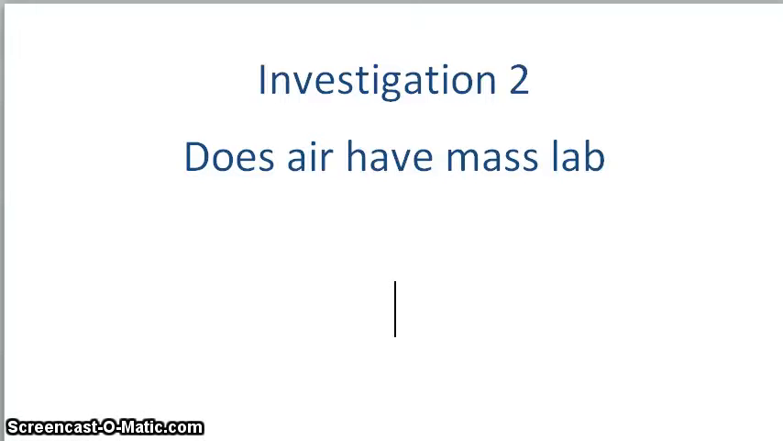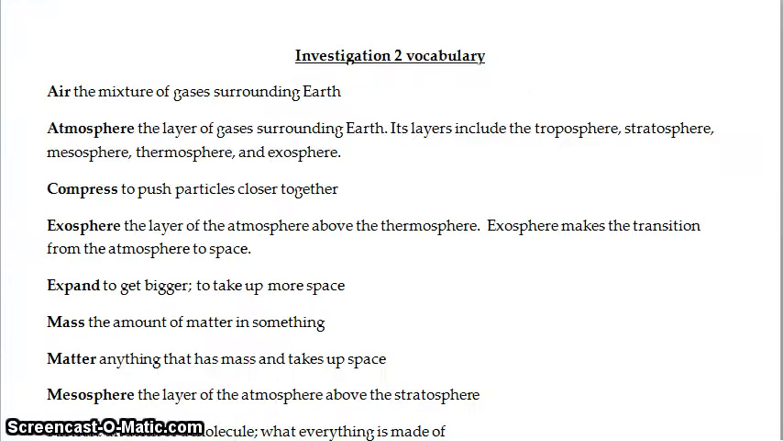Okay, today we looked at our second investigation, does air have mass? With the start of our second investigation, we got a couple vocab words. We're looking at some of the vocab words, starting off with this investigation into weather.